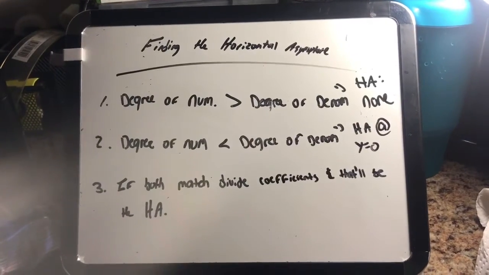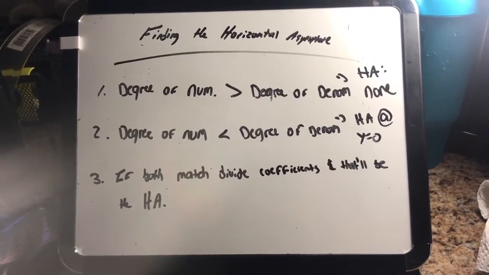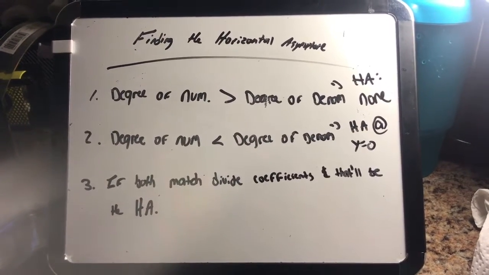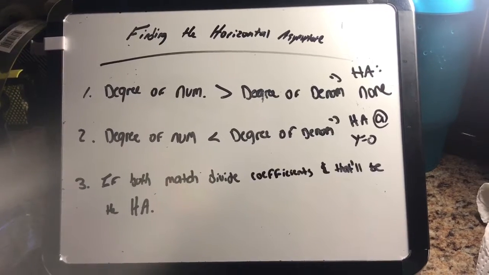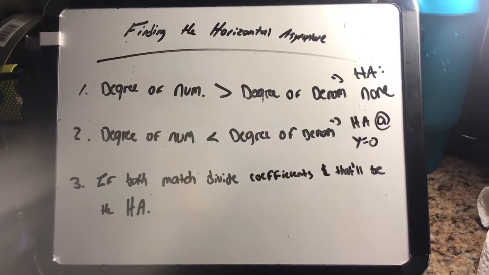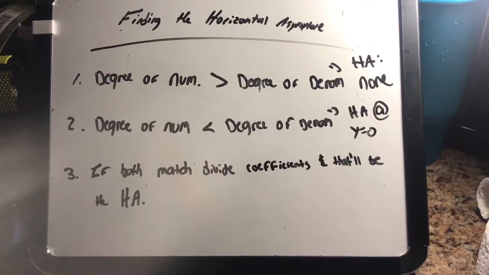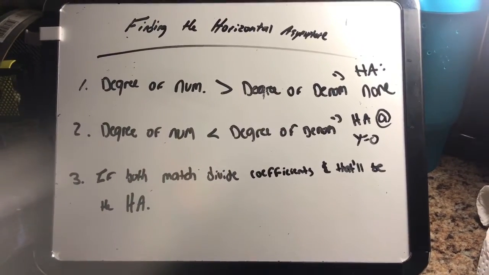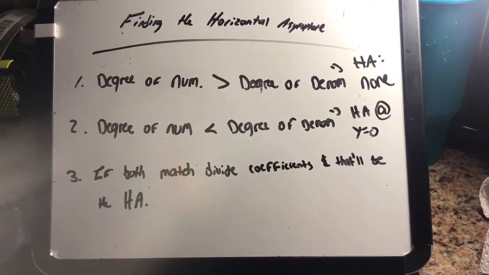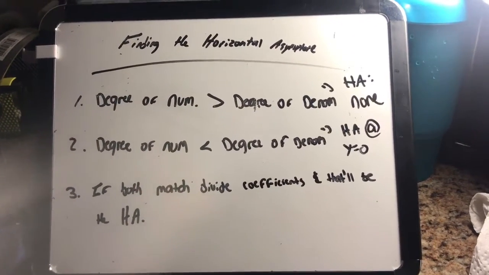Now, we're going to start finding the horizontal asymptotes. There's three things you need to know. 1. If the degree of the numerator is greater than the degree of the denominator, there will be no asymptote. 2nd, if the degree of the numerator is less than the degree of the denominator, the horizontal asymptote will be at y equals 0. If both match, you divide the leading coefficients, and that will be your horizontal asymptote.